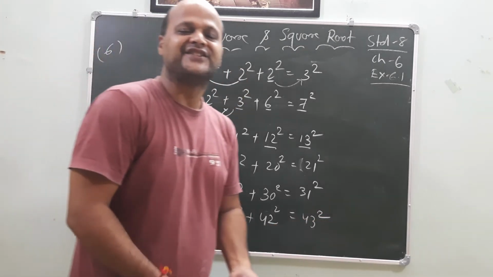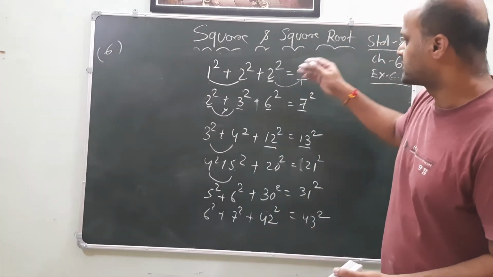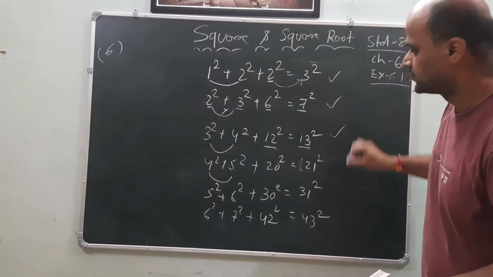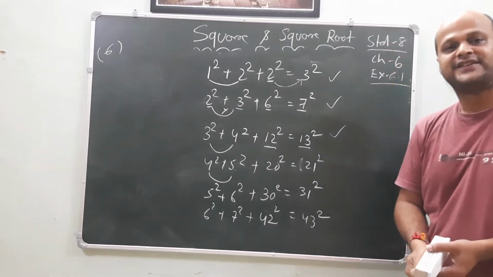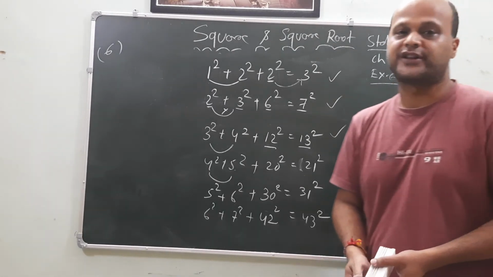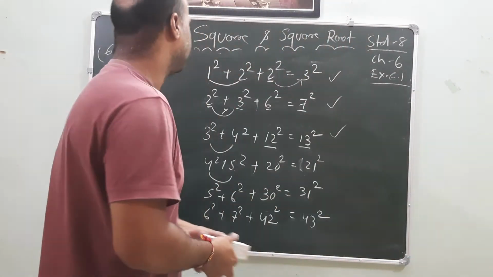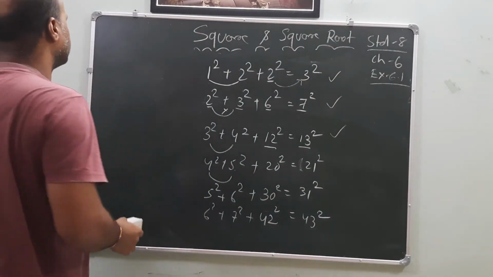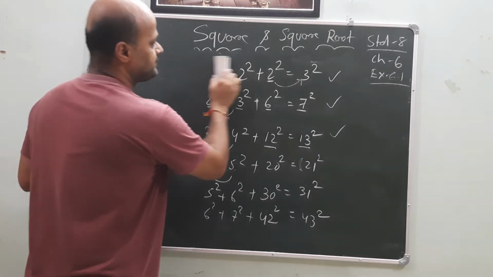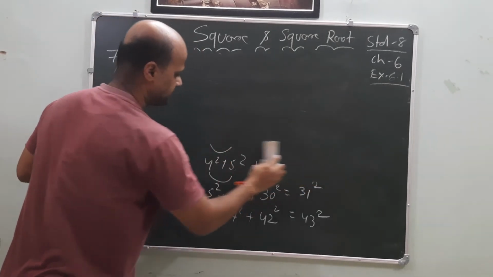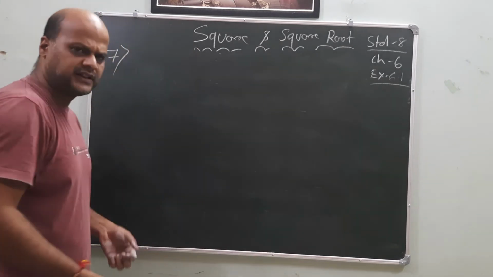Understood, my dear friends? So these are the pattern. You have to study it very carefully so that you will get the answer easy. Understood, my dear friends? Okay. Let's go for the next number. The next number is which one? Yes, 7. Very good. The seventh number is what?